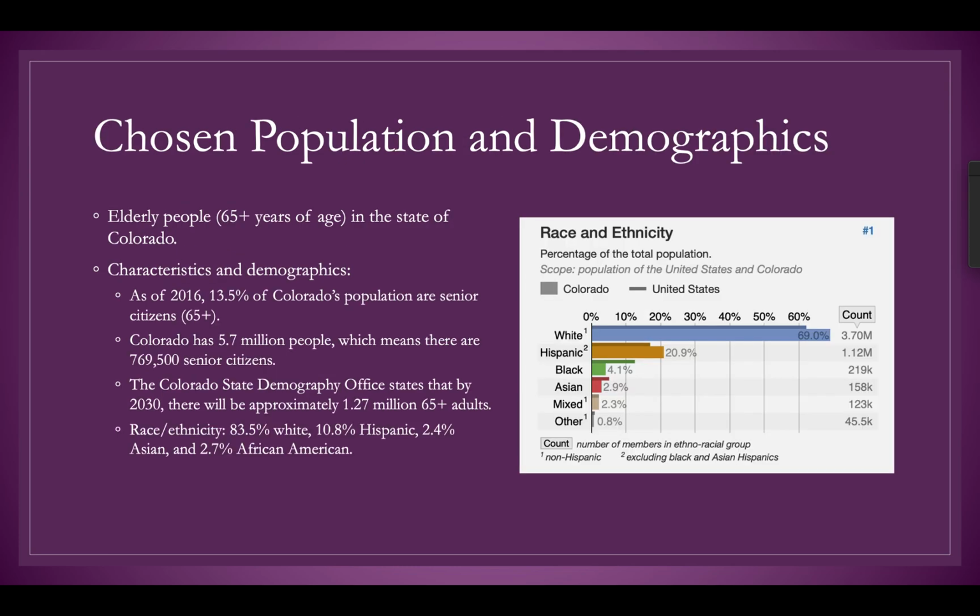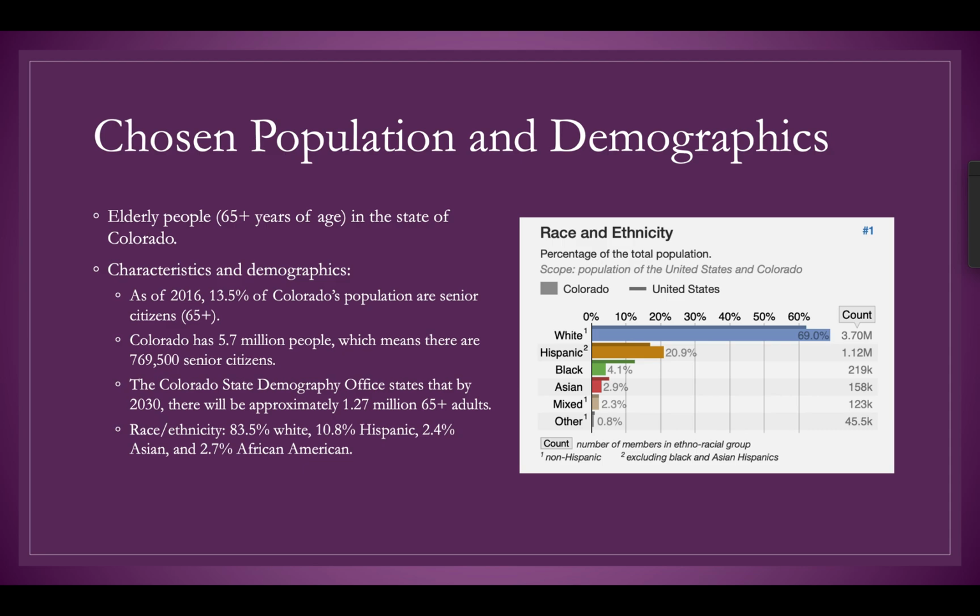models. So, the population that I have chosen was the elderly people in the state of Colorado, specifically meaning the people 65 plus years of age. So, a couple demographics of this age group. In 2016, 13.5% of Colorado's population are senior citizens. Colorado has 5.7 million people, which means there are 769,500 senior citizens.